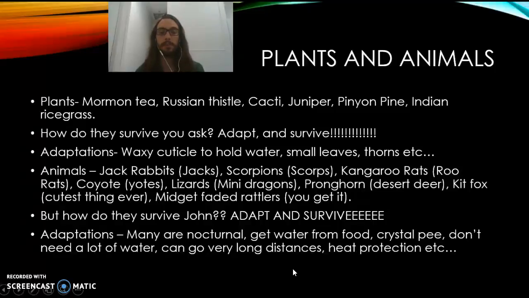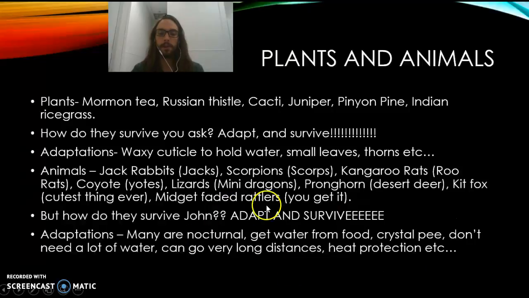Sometimes more than 70% of their water is from food. Like the kangaroo rat gets all of its water from food. They have crystallized pee, so they don't lose a lot of liquid. Their urine turns into a crystal material. So again, the kangaroo rat's a good example of that. Some don't need a lot of water, like the lizards, scorpions, jackrabbits, coyotes, pronghorn. All of these don't need a lot of water because they have really thin, gangly limbs that don't require too much water per day. So they can go very long distances.